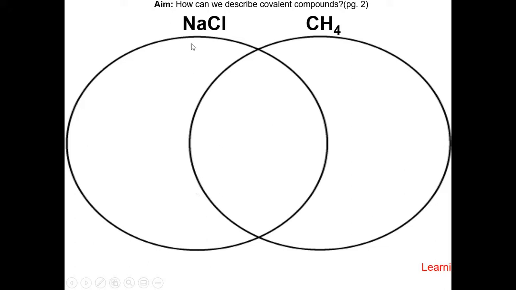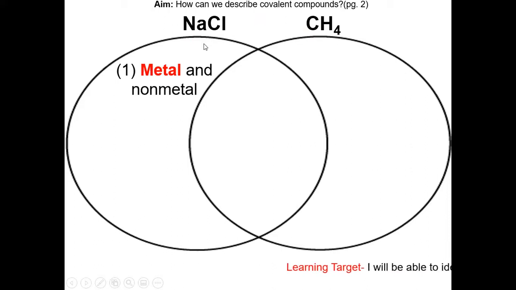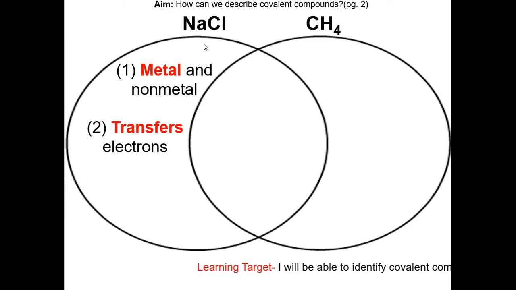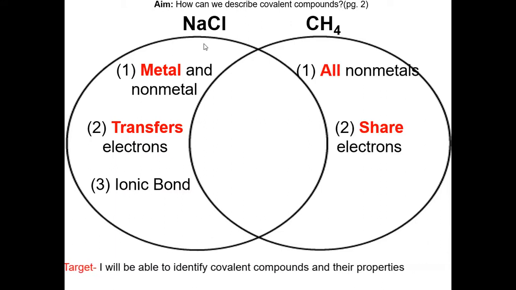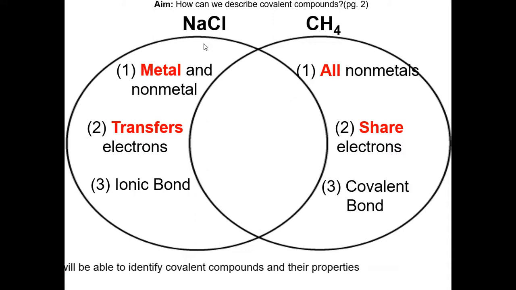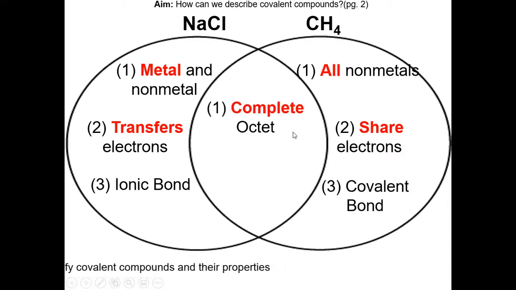So let's compare and contrast ionic and covalent compounds. NaCl is an ionic compound. It's between a metal and a nonmetal. Sodium's a metal, chlorine's a nonmetal. There's a transfer of electrons. Sodium loses electrons and chlorine gains electrons. And there's an ionic bond. But CH4 is all nonmetals and they share electrons. So it's a covalent bond. Now for similarities, they both have a complete octet and they're both binary.